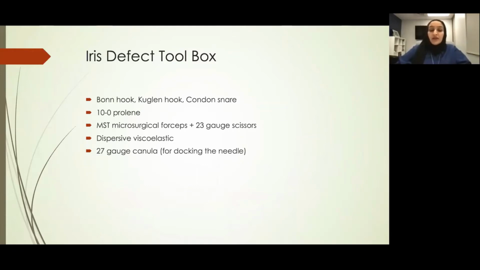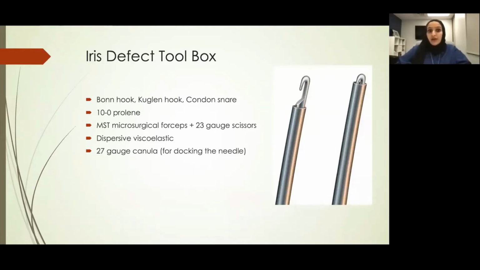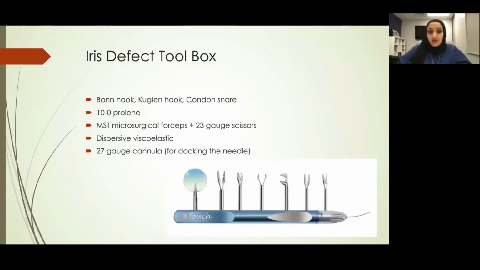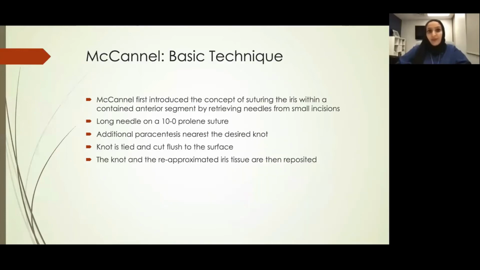If you decide to proceed with iris reconstruction, it's better to have your iris defect toolbox ready. You're going to need either a Bonn hook, Coughlin hook, or a Kuglen hook or Condon snare. You're going to need a 10-0 Prolene suture on a long needle, whether straight or curved. You're going to need the microsurgical instruments, the MST microsurgical forceps, and 23-gauge scissors. You're going to need a dispersive viscoelastic, and a 27-gauge cannula to duck your needle out, so as not to catch any fibers of the cornea.